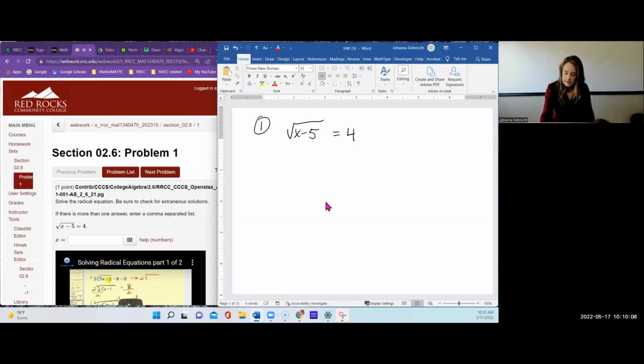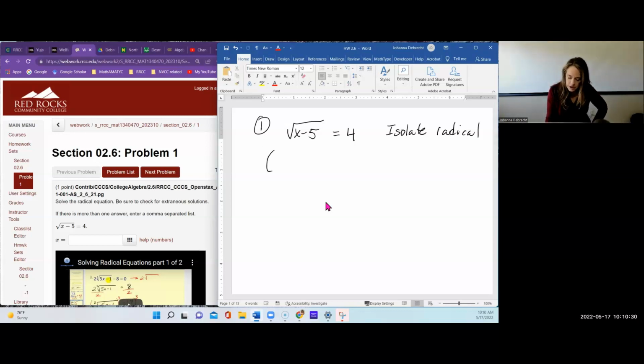So step 1 is to isolate the radical. Now, if you have two radicals, you're going to have to choose one of the radicals to isolate. You won't be able to isolate both at the same time, probably. So you choose one to isolate, and then you square the sides, not individual terms, the sides.